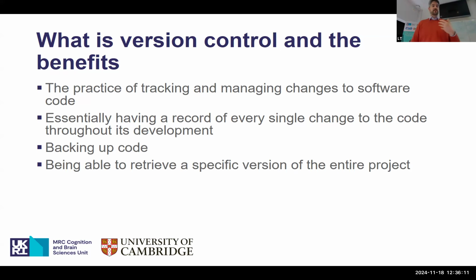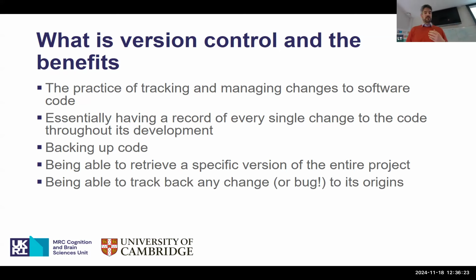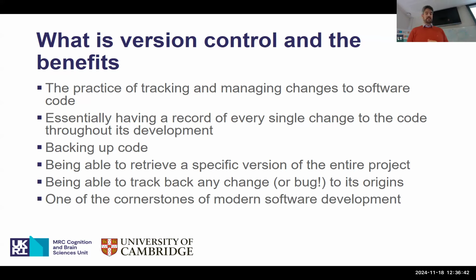But also, if you have this record, then you can retrieve an arbitrary previous version of your code at any point, which could be very important to answer reviewers' questions. Or if you find a bug in your code, for example, and you want to know where that bug was introduced, then you can just track it back. So having all that is really useful, and not just useful, I would argue it's essential for good coding practices.